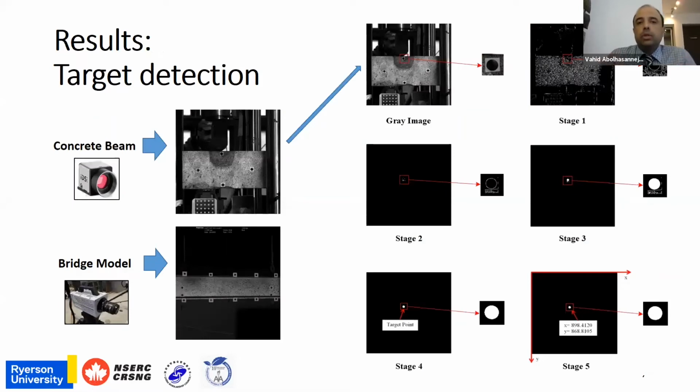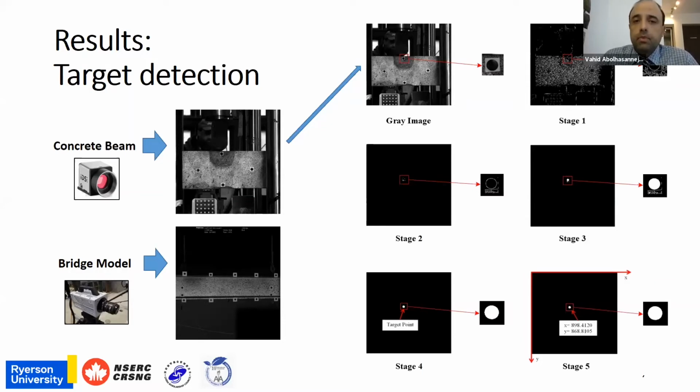As you have seen in the methodology, I mentioned that we have three different sections. The first section is camera calibration. That is done by the MATLAB camera calibration toolbox, which is not very difficult to do. But at the next stage, we have to use image processing algorithms to first detect the target point on the image.